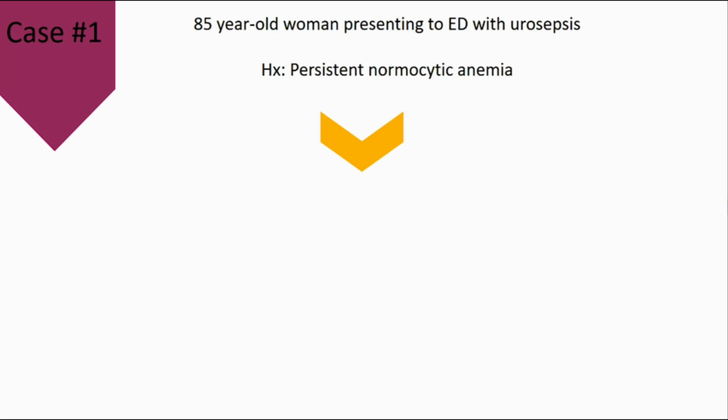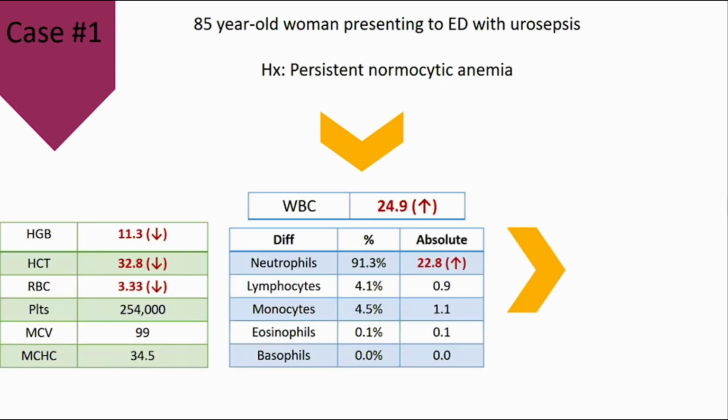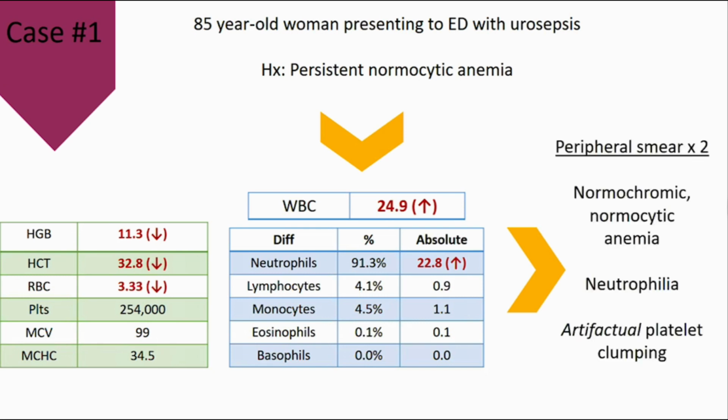She had urine cultures that were positive for E. coli, so urosepsis. But she had a prominent history of persistent normocytic anemia, and the CBC reflects that. Overall, the white blood cell count was elevated, but seems to be mostly composed of neutrophils. She ended up getting 2 peripheral smears performed that again showed the neutrophilia and the normocytic normochromic anemia. But interestingly, every time they tried to do a peripheral smear on her, she had this platelet clumping.